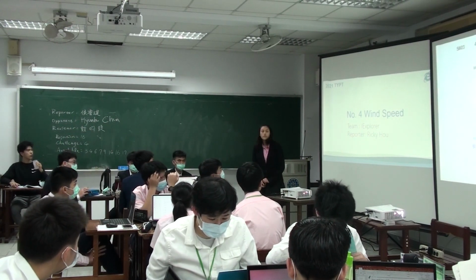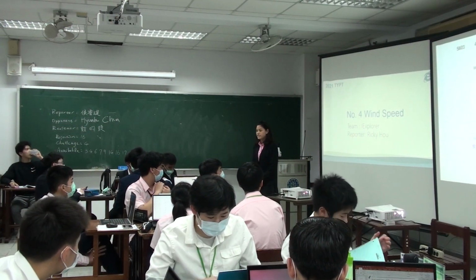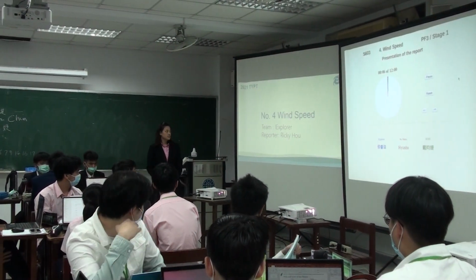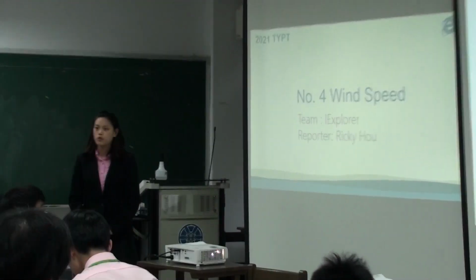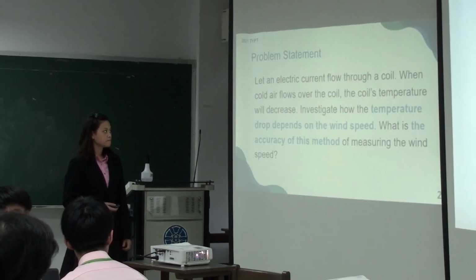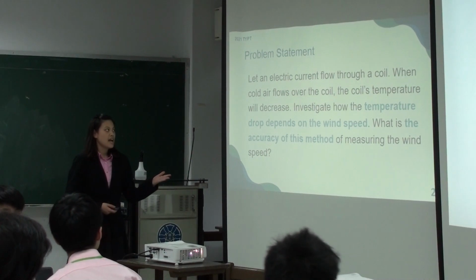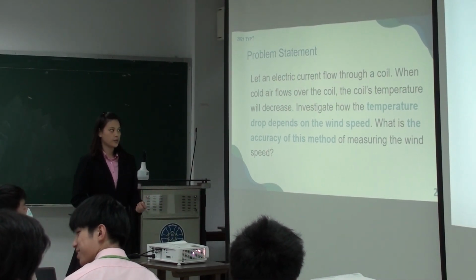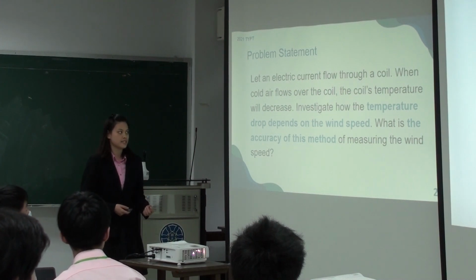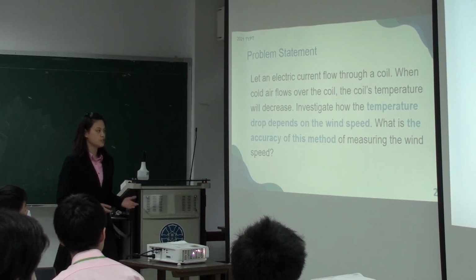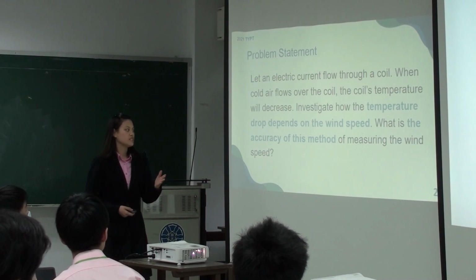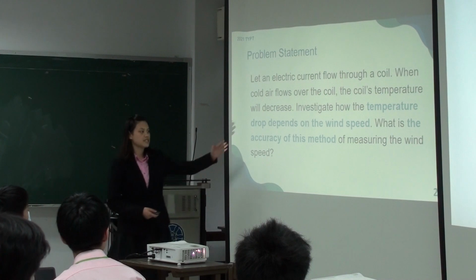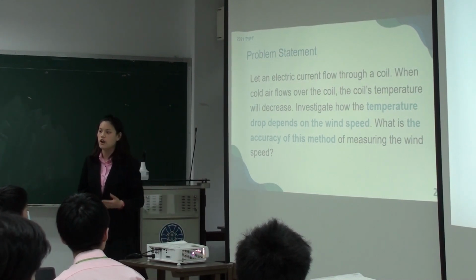Twelve minutes event. Thank you. Honorable judges and fellow competitors, my name is Ricky Ho from I-Explorer, Kaohsiung Senior High School. I'm the reporter for problem number 4, wind speed. The problem statement: an electric current flows through a coil. When cold air flows over the coil, its temperature will decrease. Investigate how the temperature drop depends on the wind speed and what is the accuracy of the method of measuring the wind speed. So the main focus is the accuracy of the method of measuring wind speed.